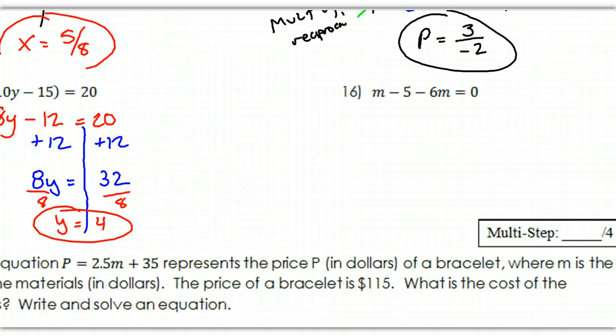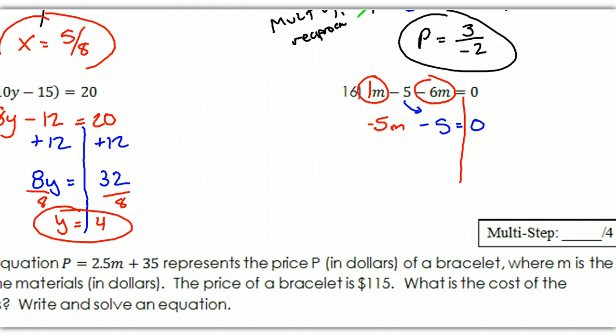In the next one, number 16, we have a 1 in front. We have 1m minus 6m. We're combining those like terms. 1 take away 6 is negative 5. But we also have to bring down that other negative 5. And that's equal to 0.